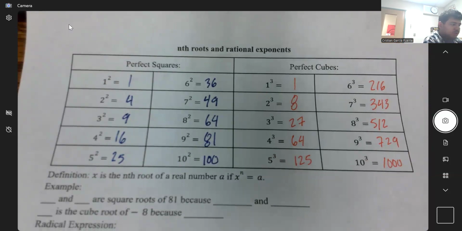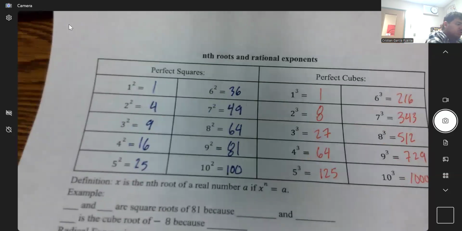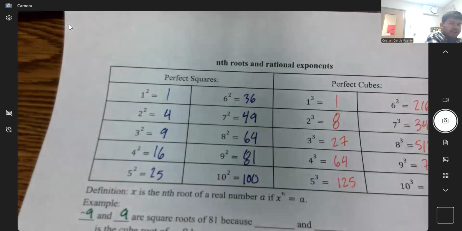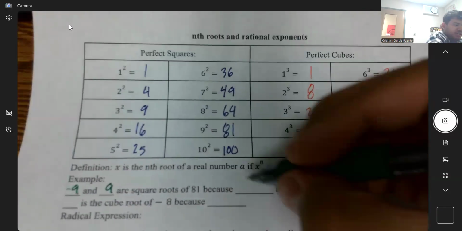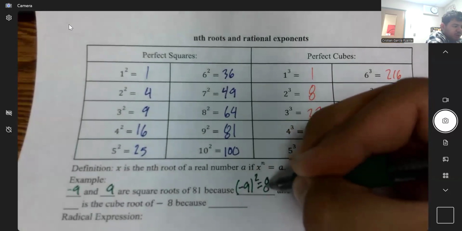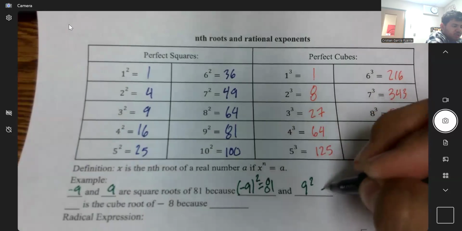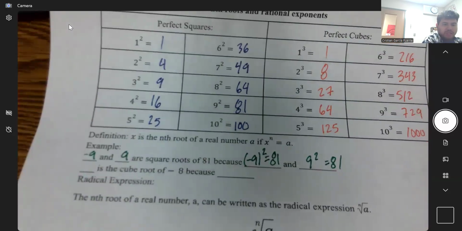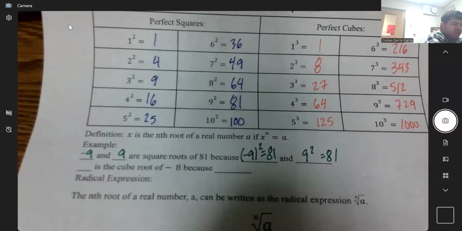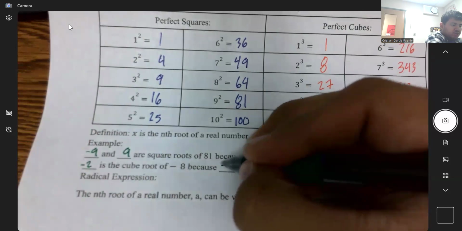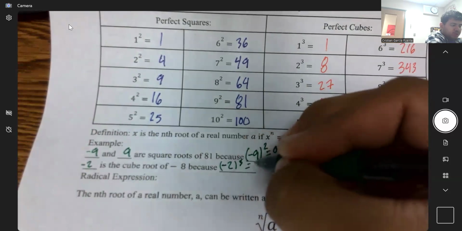So for example, over here, -9 and +9 are square roots of 81. The reason why is because -9 squared is equal to 81 and 9 squared is also equal to 81. Similarly for the cube roots, -2 is the cube root of -8 because -2 cubed is equal to -8.